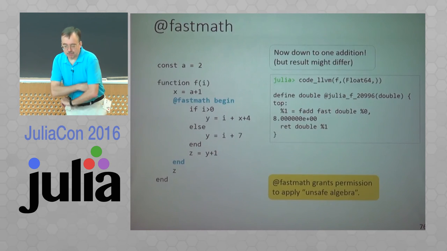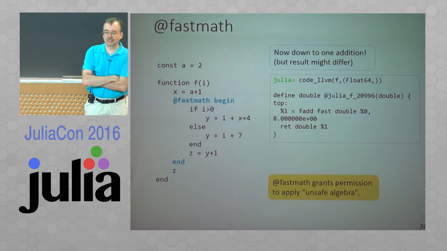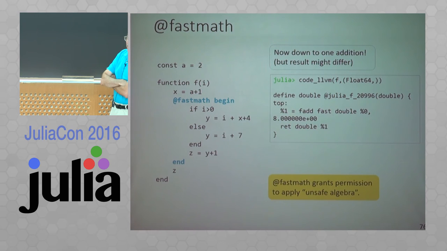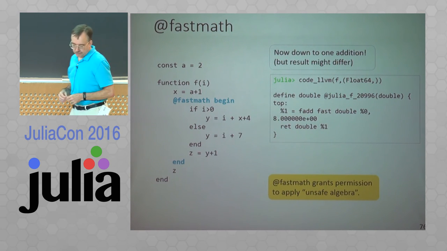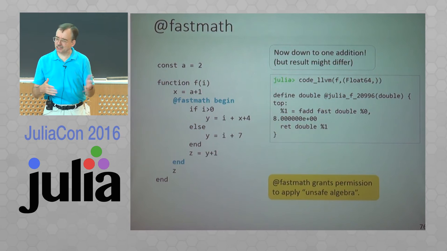Okay, the macro fast math. The macro fast math says, take some liberties. We don't care about round off too badly. So you wrap some code in fast math, and the compiler has liberty to reassociate things and apply algebraic rules that were true in what you learned in algebra in grade school. It may be slightly off for floating point.